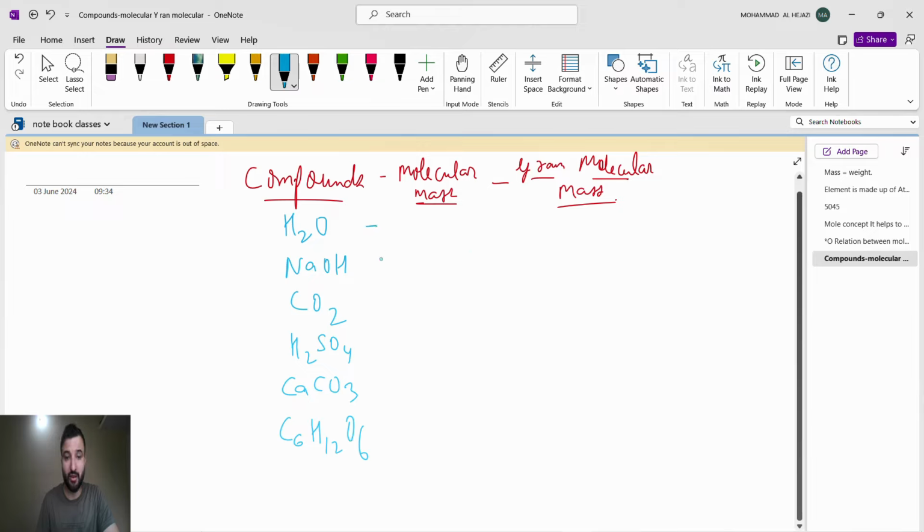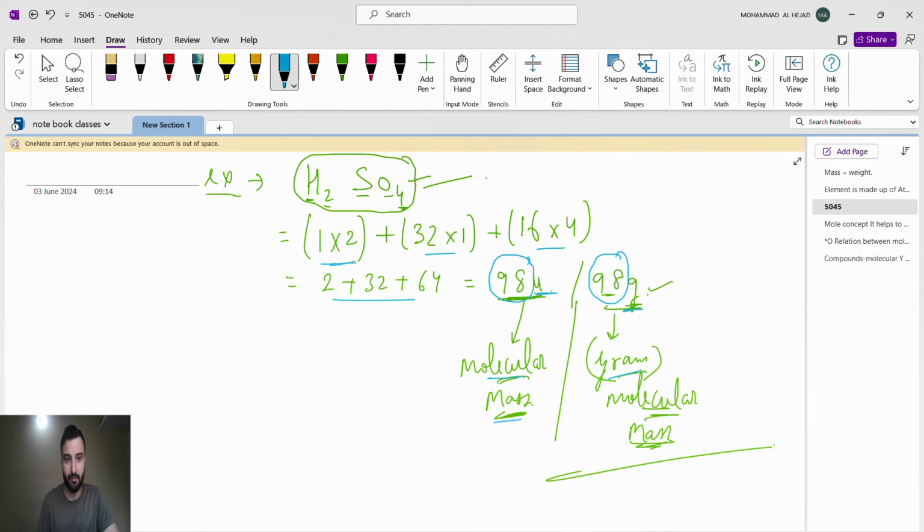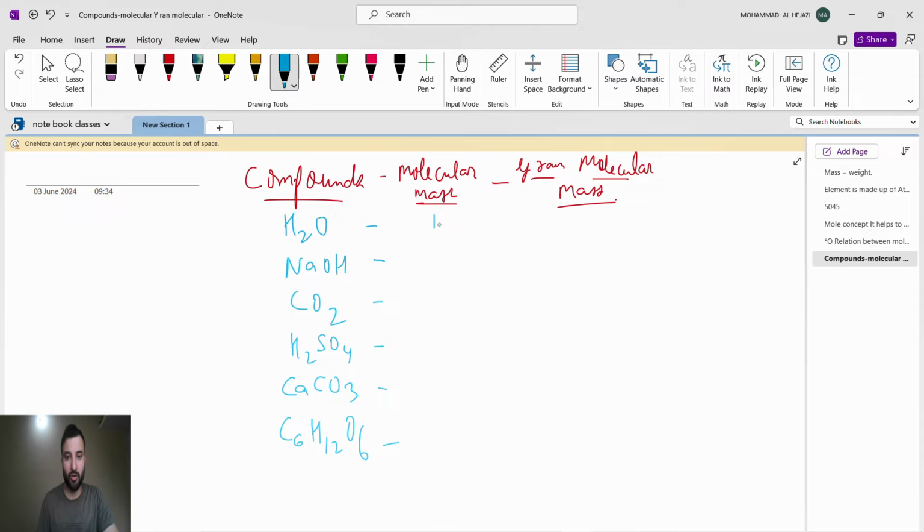So how to find the molecular mass? I have given one example here. See this, understand this, and then you will find the molecular mass. The unit is the same, gram molecular mass is in gram unit. So H2O's molecular mass is 18 U, gram molecular mass means 18 gram. Molecular mass is expressed in gram.